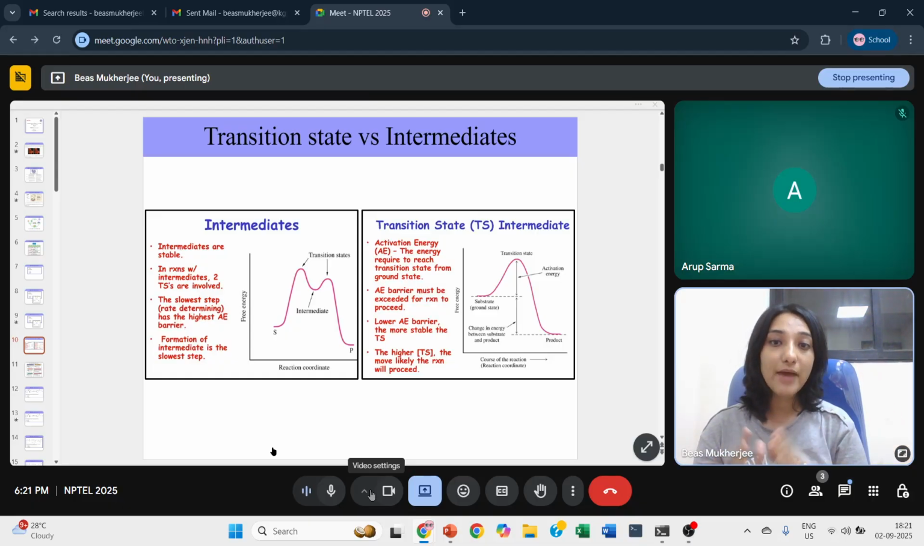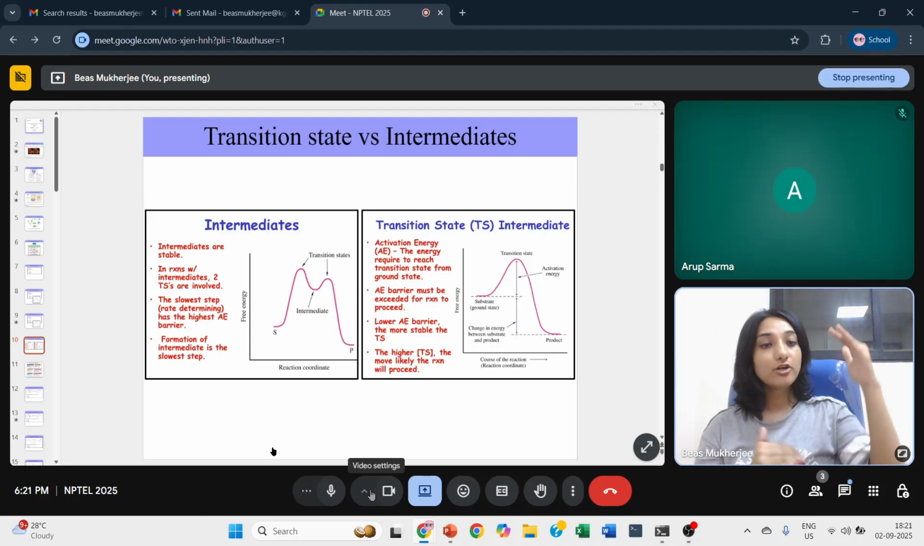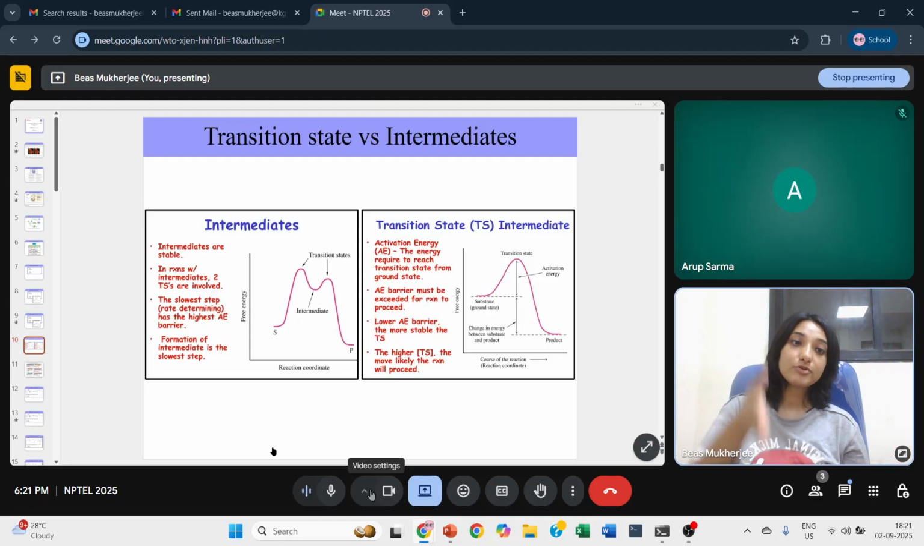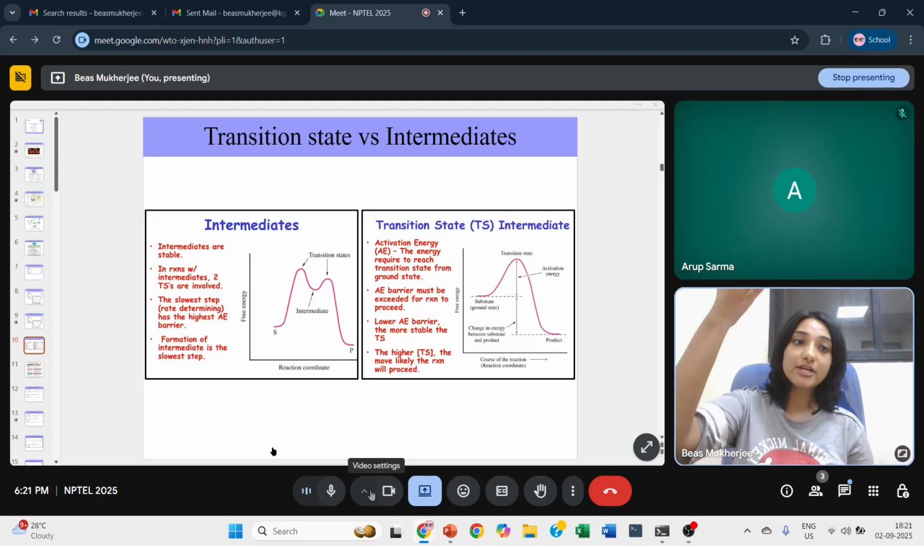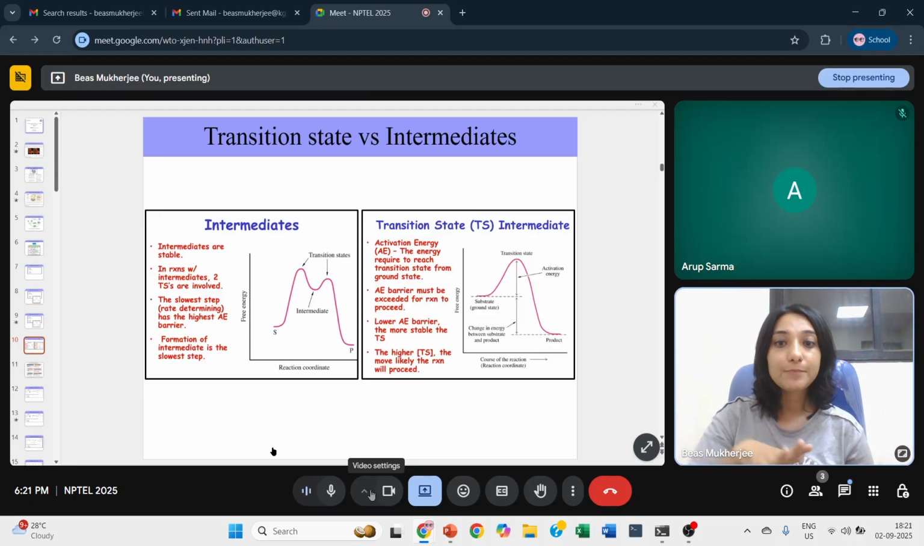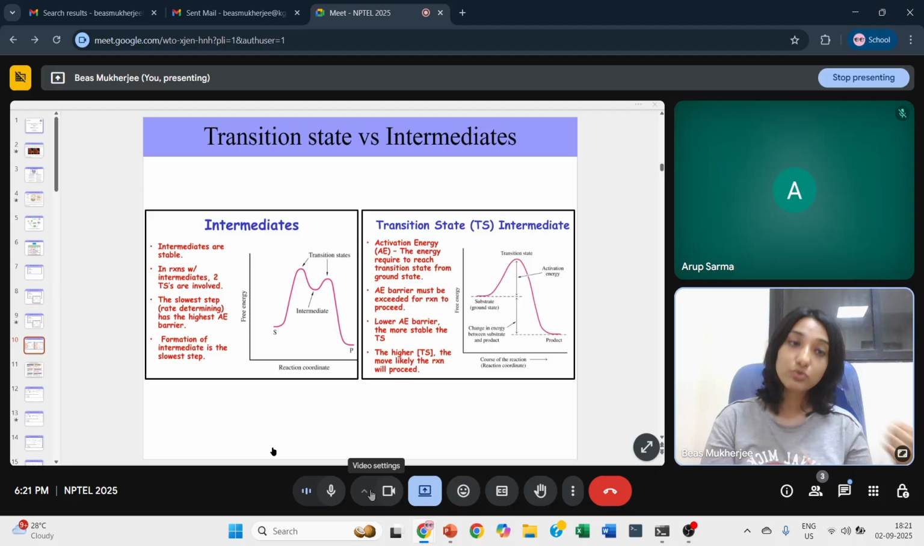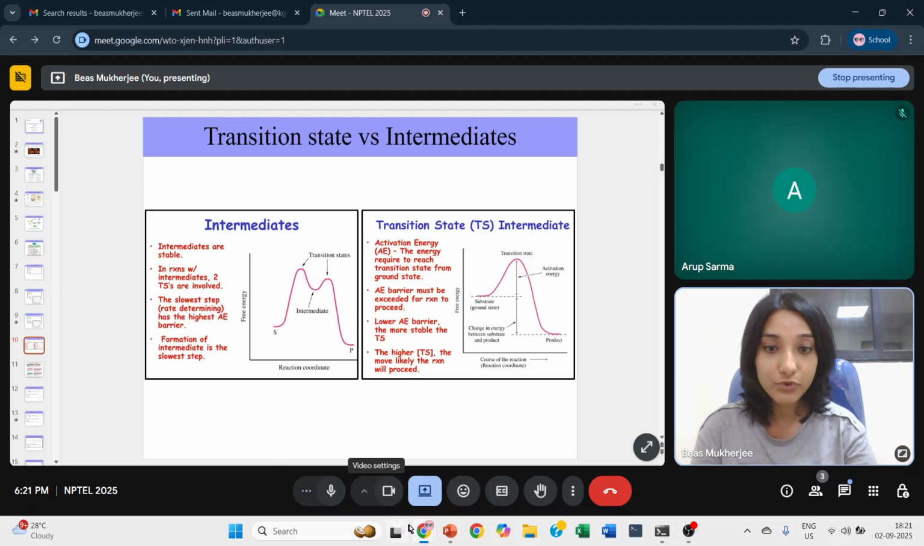Okay, so the activation energy barrier must be exceeded for a reaction to proceed, and the lower the activation energy barrier, the more stable the transition state, because this is the energy axis. The more the energy, the less the stability, right? So now the higher the transition state concentration, the more likely the reaction is to proceed in the forward direction.